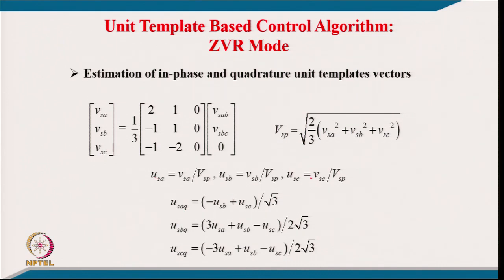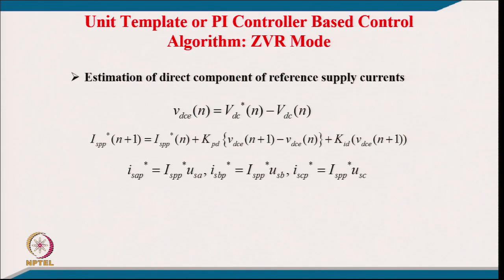Because we already calculated this template. So, these 3 templates will be 90 degree leading. This will be 90 degree leading from USA, this will be leading 90 degree from USB, and this USQ will be leading 90 degree from USC also.